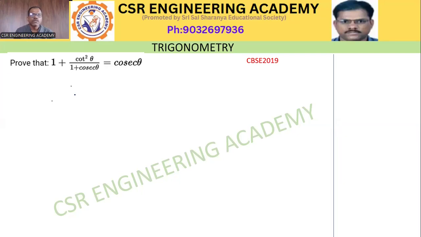Prove that (1 + cot² θ) / (1 + cosec θ) is equal to cosec θ.